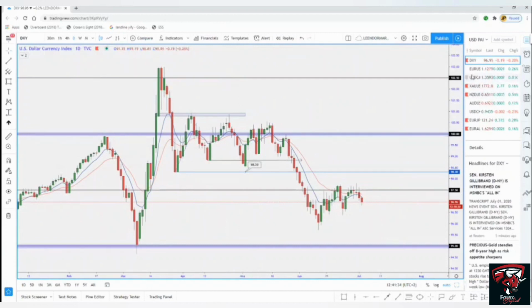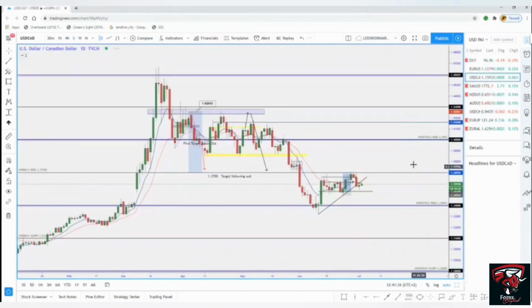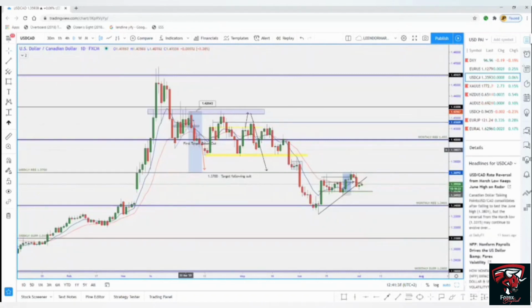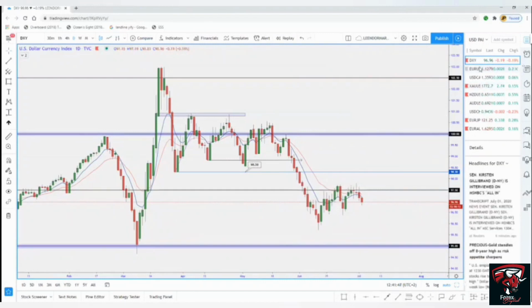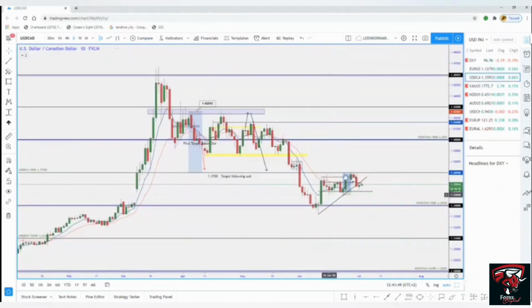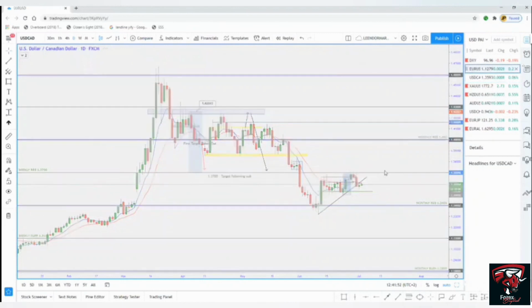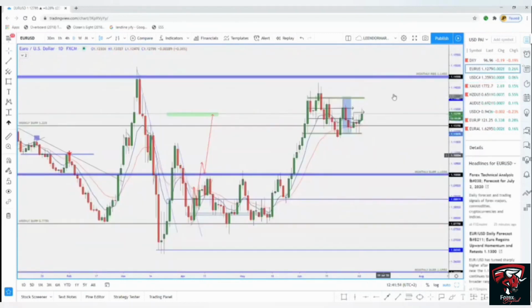Let's go to USD/CAD as well. We have an exactly similar structure. Look at this: range, and then drop, pull back, and we're now dropping based on how the index is performing. So the index is set to drop, and USD/CAD will drop as well. EUR/USD will be rising simply because of how the index is set up.